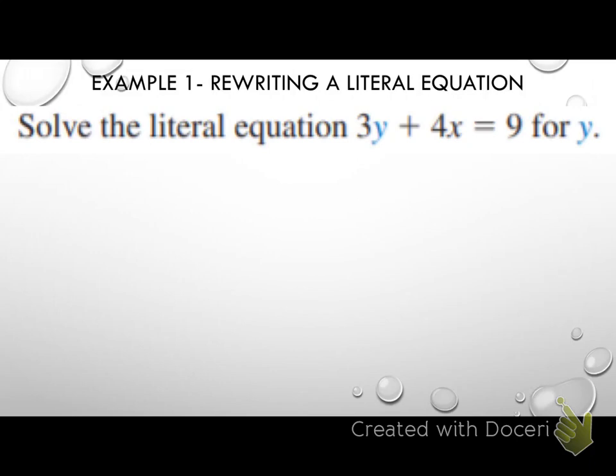Example 1. Solve the literal equation 3y plus 4x equals 9 for y. So our goal is to get the variable y by itself. Trying to solve this equation for y. So I need to get the 4x away from it. I need to get the 3 away from it for it to be completely by itself. Correct? So any ideas what my first step would be here in this case?